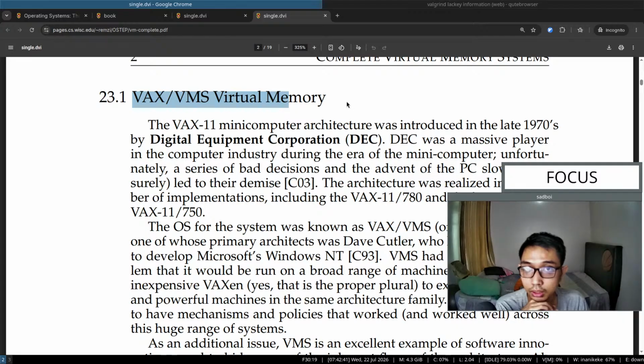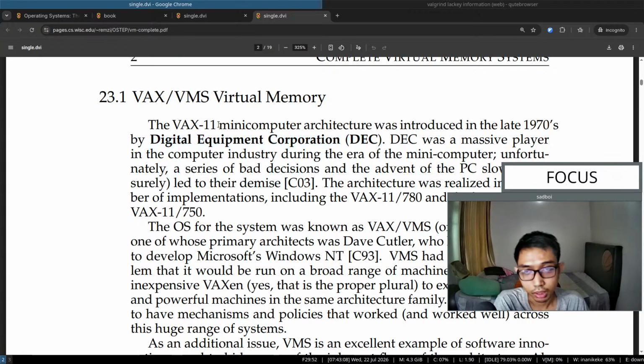VAX/VMS virtual memory. The VAX-11 minicomputer architecture was introduced in the late 1970s by Digital Equipment Corporation, DEC.